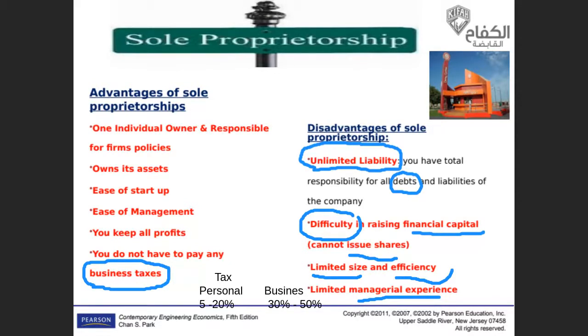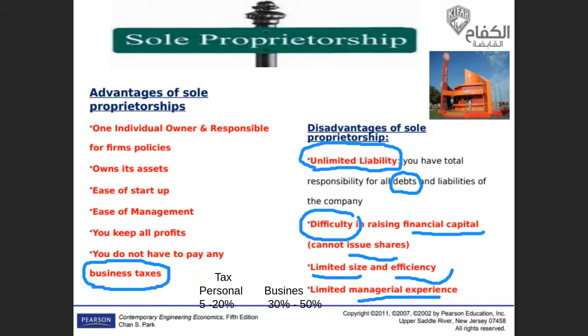Difficulty in raising financial capital. Difficulty means, as a proprietorship, for example, you start a business, just imagine you cannot easily get the money. Let's say you started a small shop, a small business. If you approach a bank, they will not give you a loan easily.